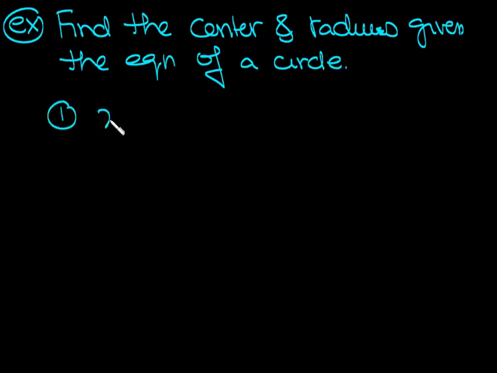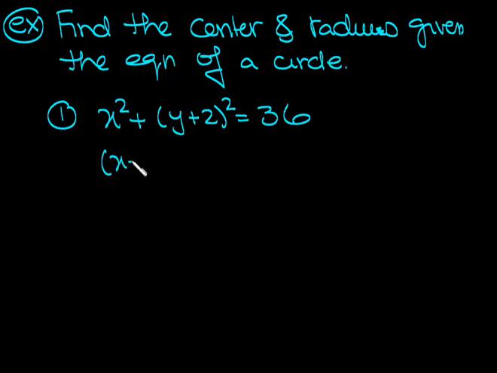So let's say I give you x squared plus (y plus 2) squared is equal to 36. I want to find the center and the radius. Anytime you're given an equation of a circle, you just compare that to the standard form, which is (x minus h) squared plus (y minus k) squared is equal to r squared. So you just compare that to that.